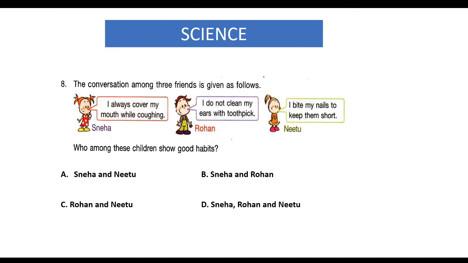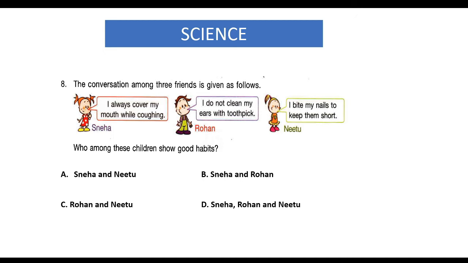Rohan: I do not clean my ears with toothpick. Neetu: I bite my nails to keep them short. Who among these children show good habits? You need to select the right answer from the given 4 options. So children, who has the good habit?